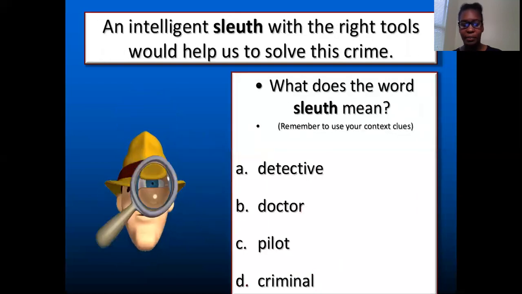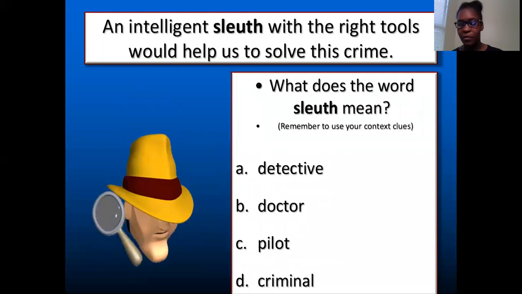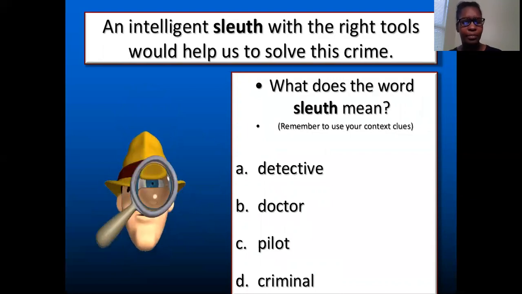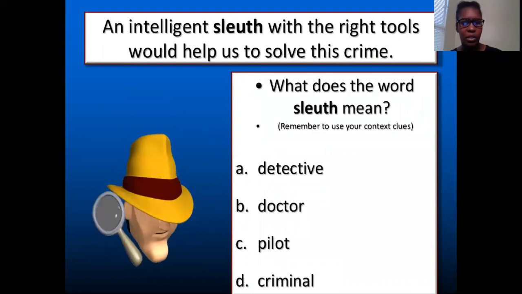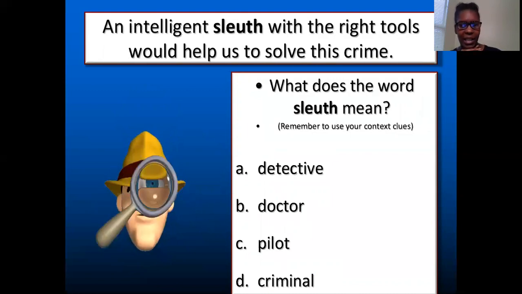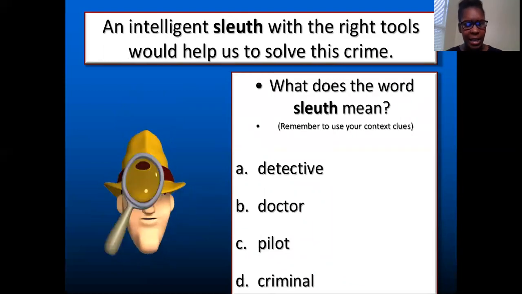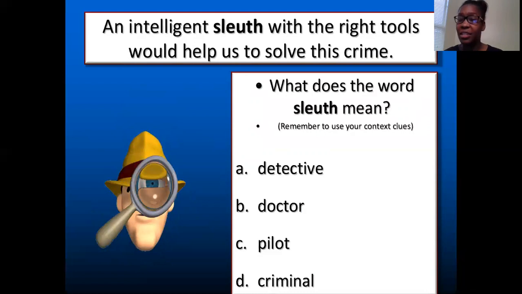Let's try another. An intelligent sleuth with the right tools will help us to solve this crime. What does the word sleuth mean? So let's look for our context clues. So when I look at this sentence, I notice that it's saying that they would help us to solve this crime. So let's see. A says detective.